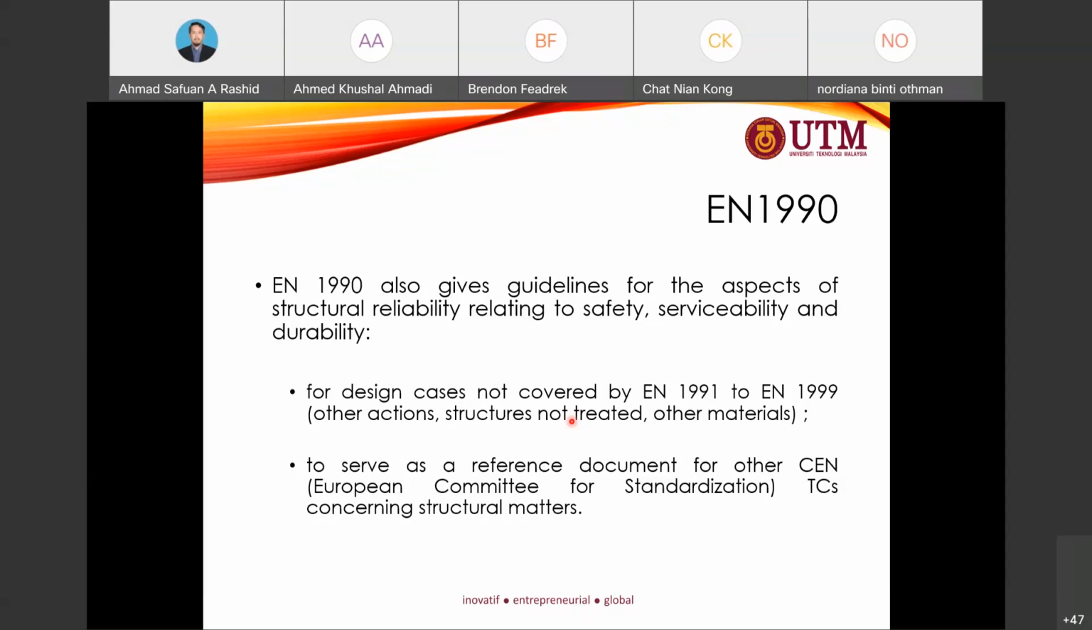Some of the discussion in Eurocode 1990 has also been used by the CEN. I didn't have a copy of Eurocode 1990, so if you are interested, you need to try to get a copy. I guess we can get it from the library, I mean the UTM library.